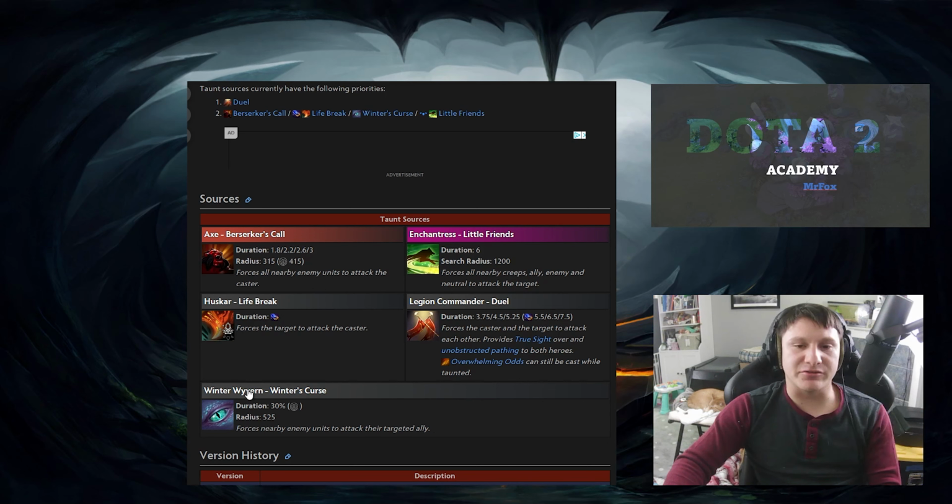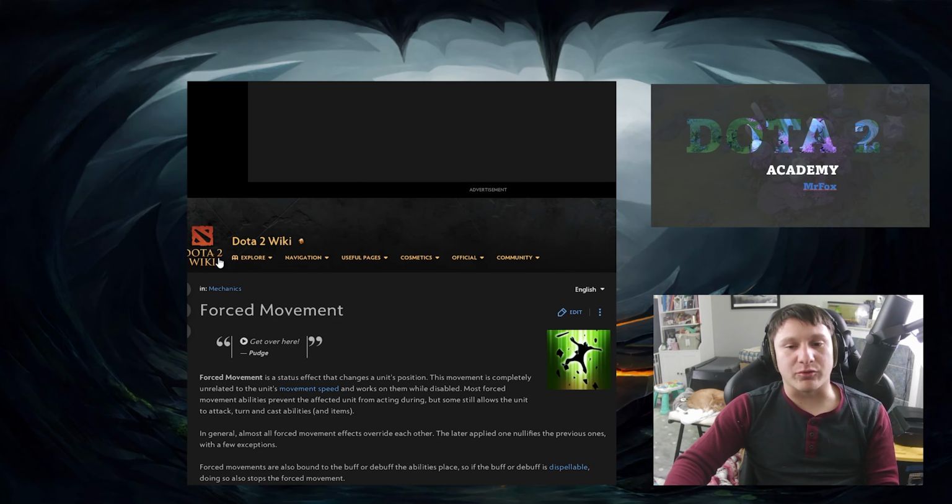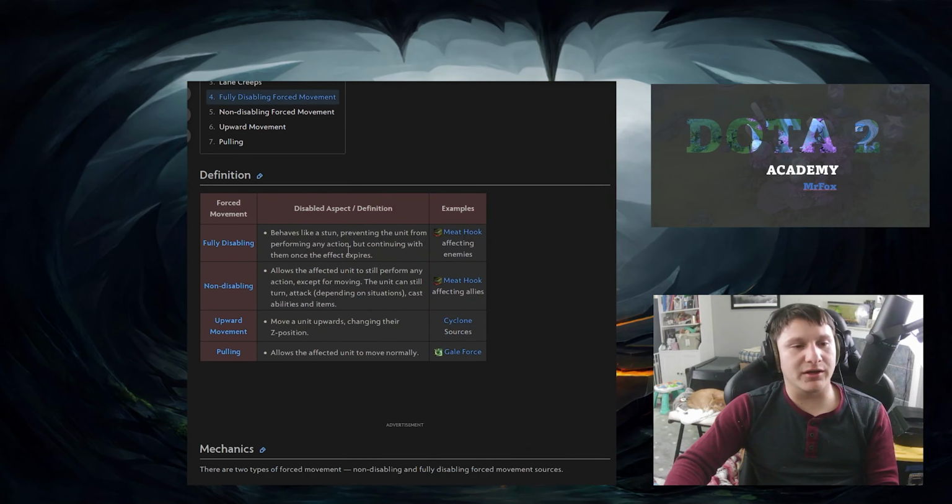And then Winter Wyvern's Winter Curse is a very specific type of taunt. So just knowing that it makes you attack a certain person or item is good to know. Forced movement, you're just forced to move in a certain direction, ignoring player input. We can look at this, but I'm guessing it's going to be the Force Staff, or it's going to be Rubick's Throw. Oh, and Meat Hook.